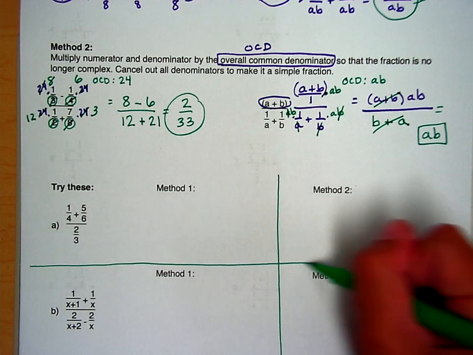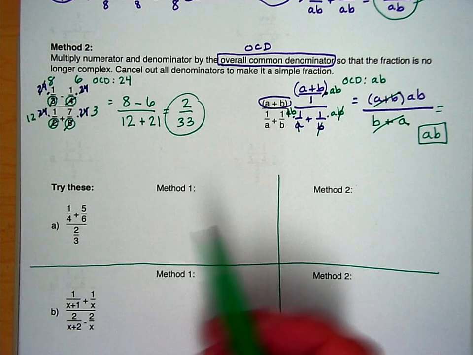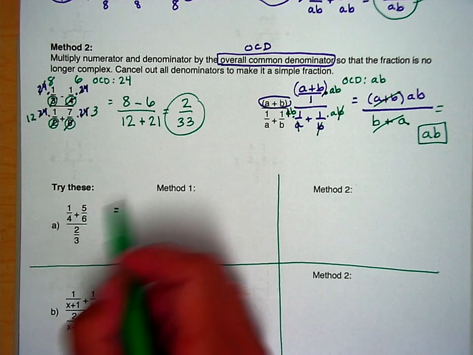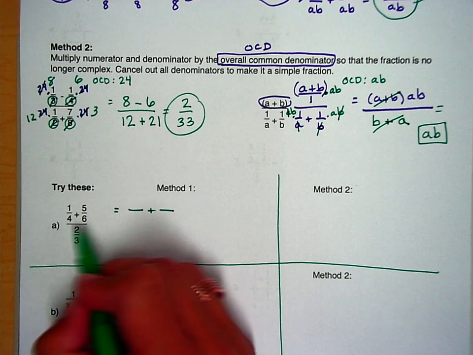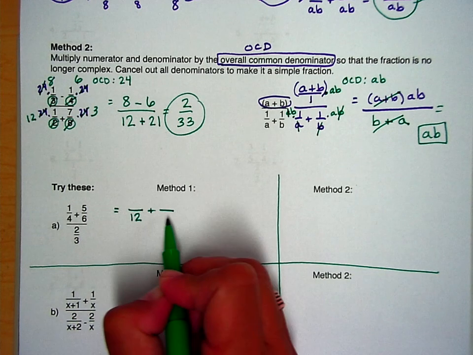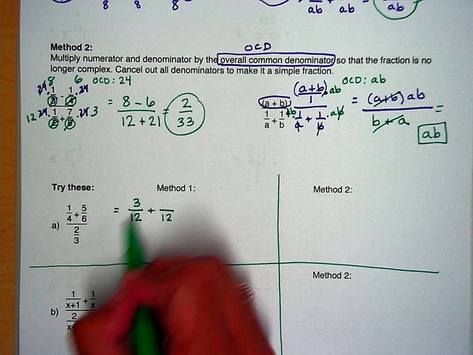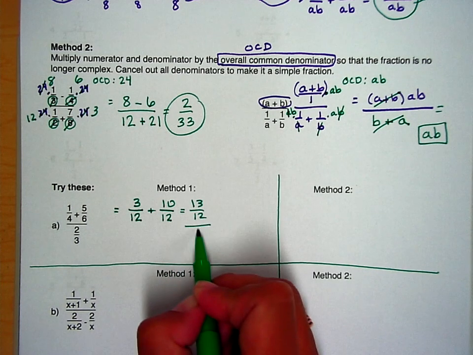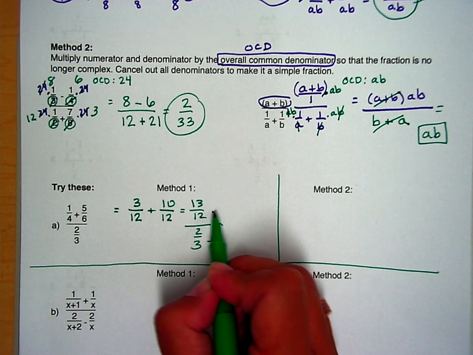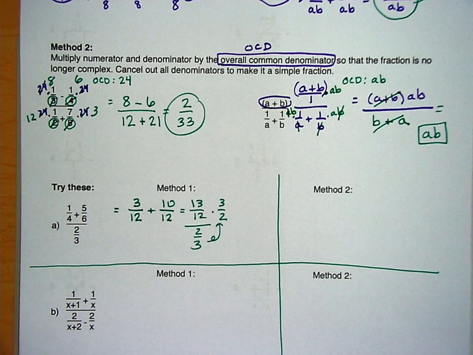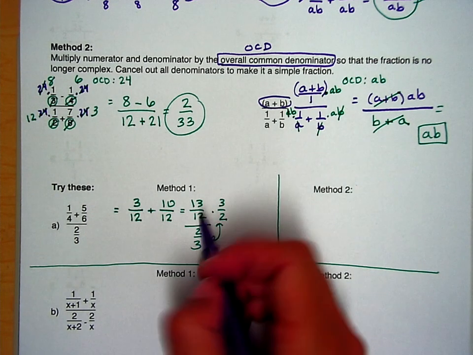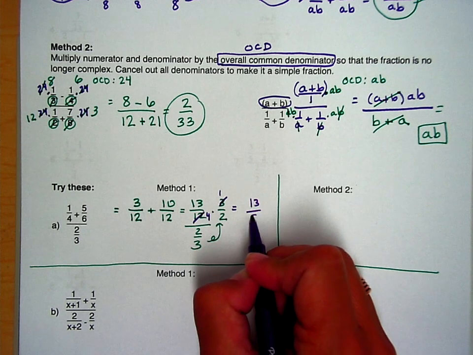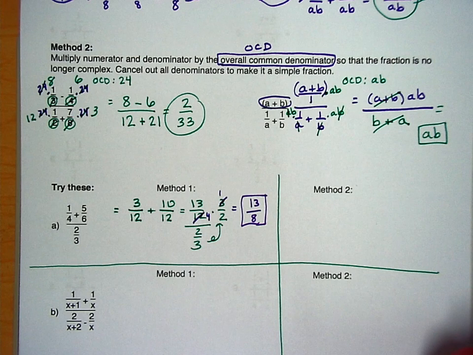So let's try this one. Method 1 says, take that numerator and find a common denominator just of the numerators. So between 4 and 6, common denominator would be 12. So this would become 3 twelfths plus 10 twelfths, 13 twelfths. Now that denominator stays the same. I flip it and multiply. And I can cross cancel here. Leaves me with 4. So what is that? 13 eighths. All right, that's method 1.